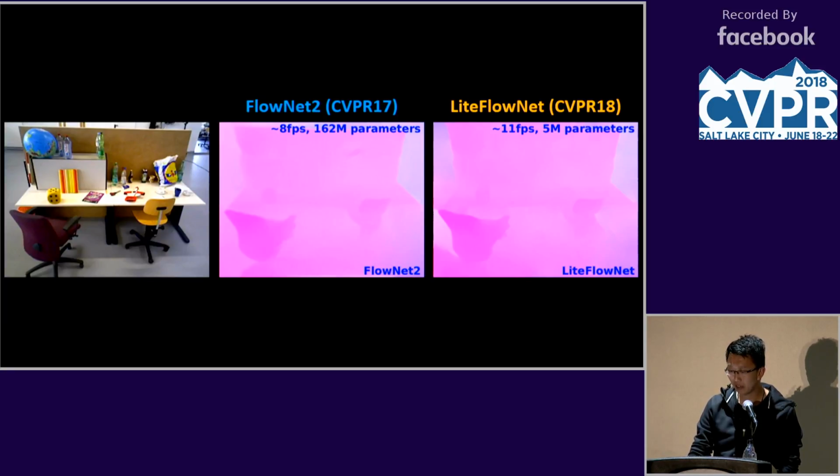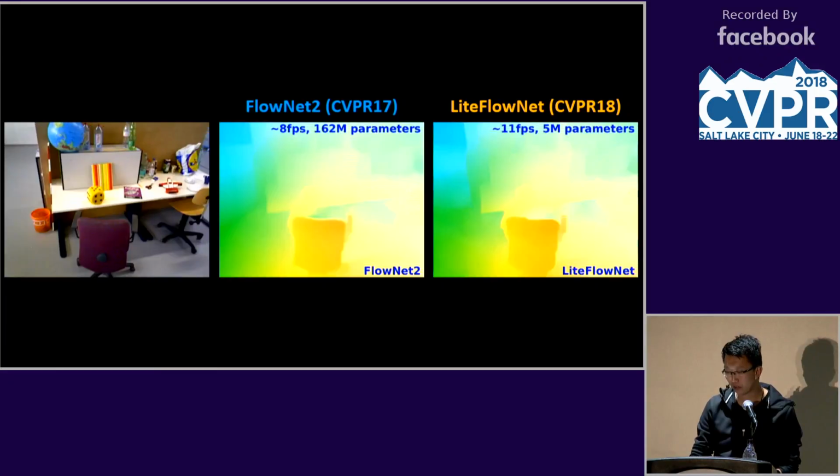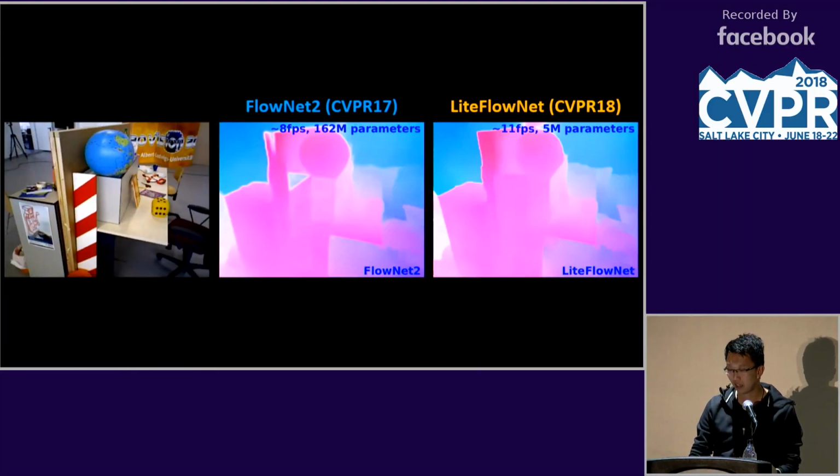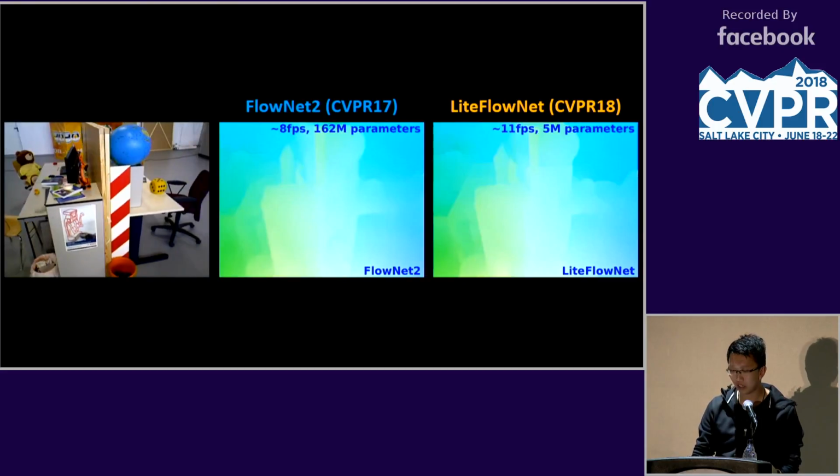Performance-wise, LightFlowNet is on par with or outperforms FlowNet 2 on real-world data. Flow fields from LightFlowNet are sharp. It's rather rare to observe artifacts.